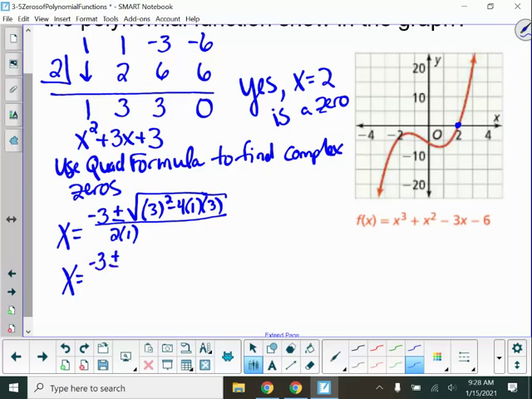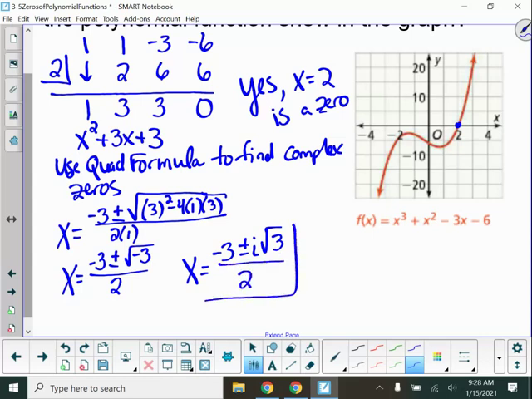So I have negative 3 plus or minus the square root of negative 3, because this is 9 minus 12, all over 2. Well, I have to pull the i out of that square root. So we get x equals negative 3 plus or minus i square root of 3, all over 2. And those would be my complex zeros.